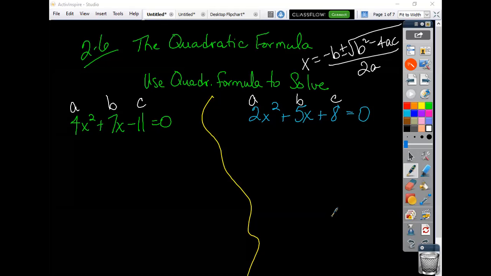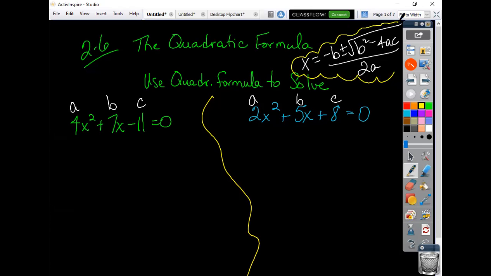So it's Algebra 2, Lesson 2-6, the quadratic formula. Hopefully, maybe you've seen this before. If not, it's up here in the corner in the white writing.